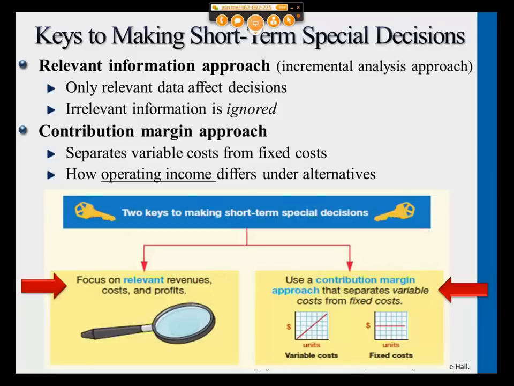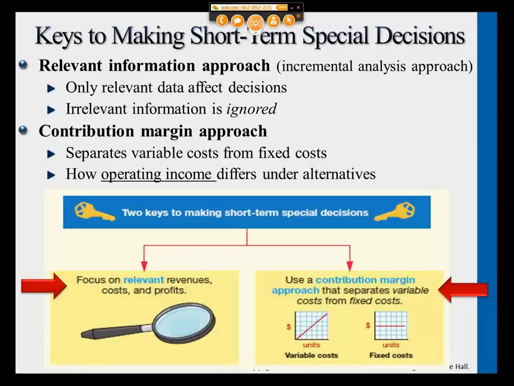The relevant information approach is your incremental analysis approach. Okay? That means, again, that you're going to only include your relevant information and you will disregard all of the irrelevant. And we just discussed which one is which. So we'll focus on relevant revenues, costs, and profits, right? And then when we use our contribution margin approach, we're going to, again, understand how we separate variable costs from fixed costs.